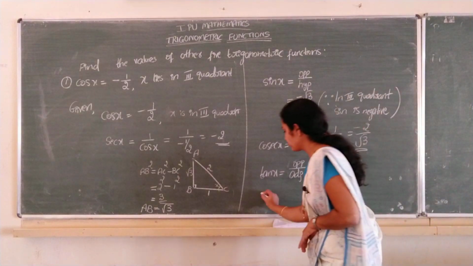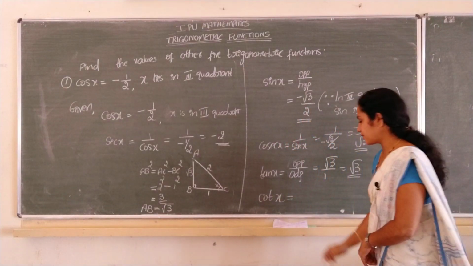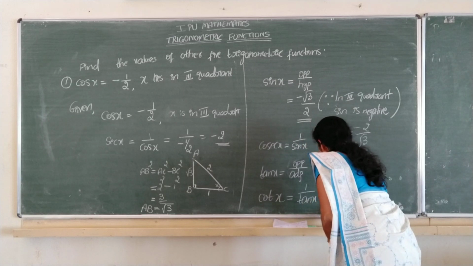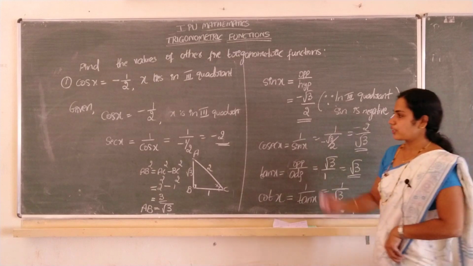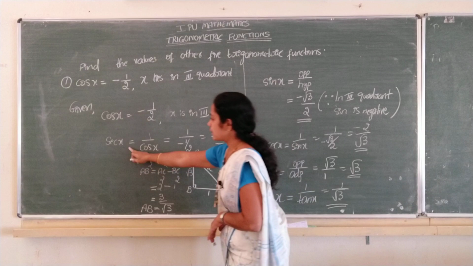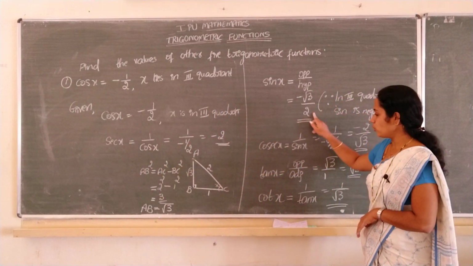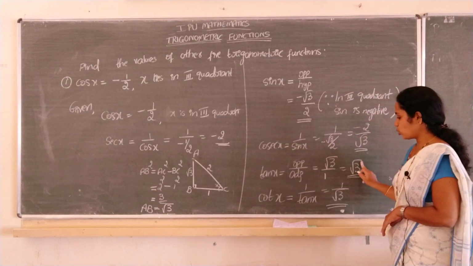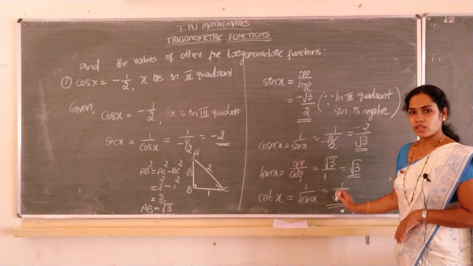Now one more, cot x. What is cot x? Cot x is defined as 1 by tan x, that is 1 by root 3. So other 5 trigonometric functions are, what are the other 5? Secant x is minus 2, sin x minus root 3 by 2, cosec x minus 2 by root 3, tan x root 3, cot x is 1 by root 3. Okay.